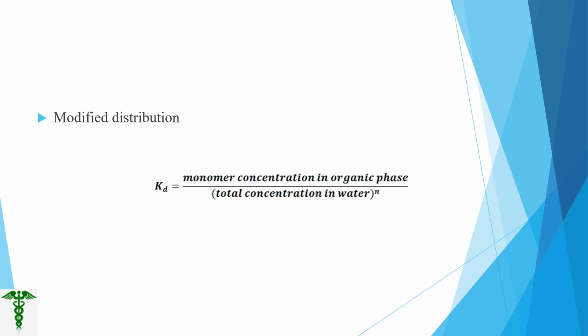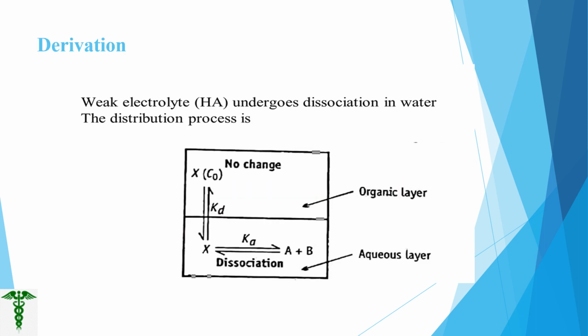distribution is equal to the monomer concentration in the organic phase divided by the concentration in the aqueous phase raised to n. So that is the derivation part. If it is a weak electrolyte, the distribution will undergo like this. So we are telling C0, Ca, let A and B, it will undergo dissociation.